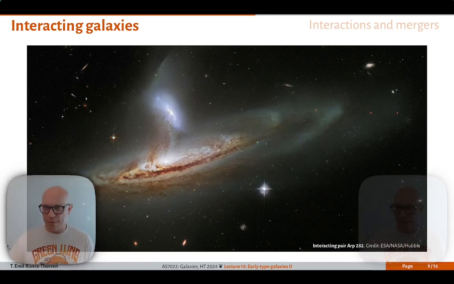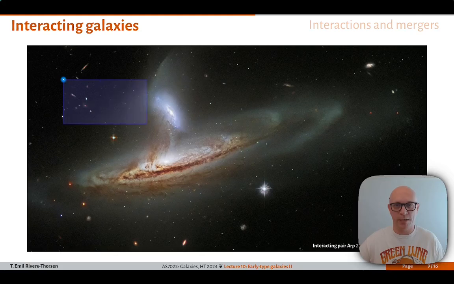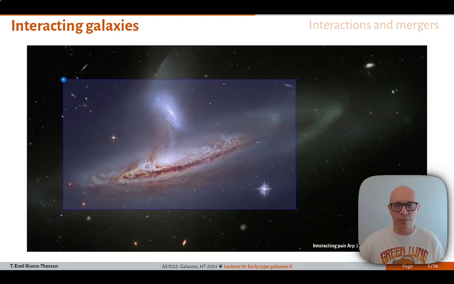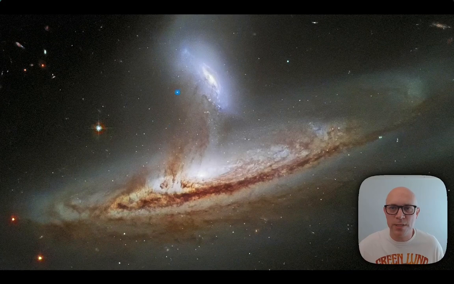Let's just start by appreciating how immensely cool interacting galaxies can look. I don't really have any other reasons to show you this picture than just to go, wow. If we zoom in a little bit on the central parts, this is really detailed and really high quality. We can see how this galaxy has plunged through the larger major spiral galaxy.